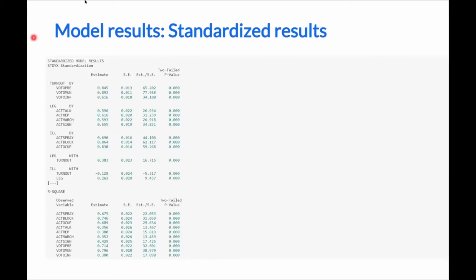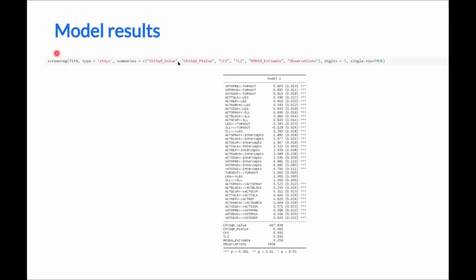And after that, we can make the interpretation of the loadings. In the standardized model results, the loadings of turnout or formal participation are pretty good, as are legal participation and illegal participation, and the association between these latent variables. And here we can observe the R-square, just to analyze which indicators could be removed, but in that case we have other options.